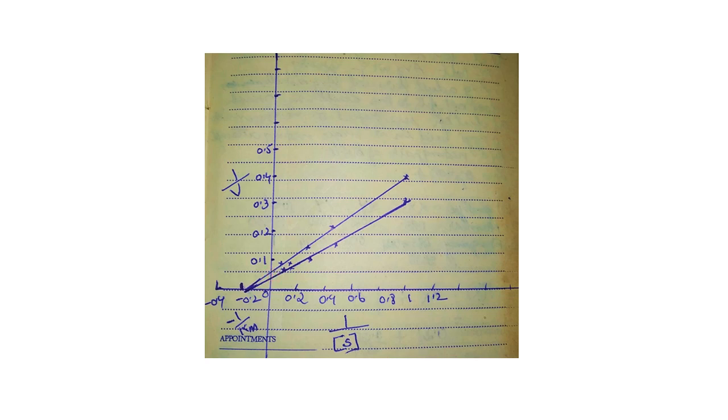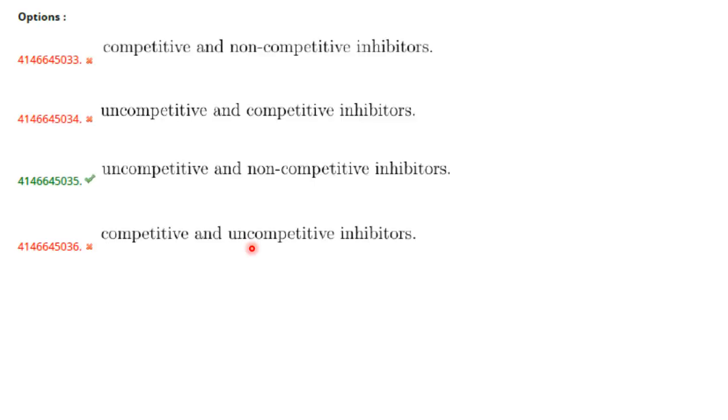So Km is same over here, but Vmax is decreasing. So the answer here will be, first one, P will be uncompetitive inhibition and Q will be non-competitive inhibition. So option 3 is correct.